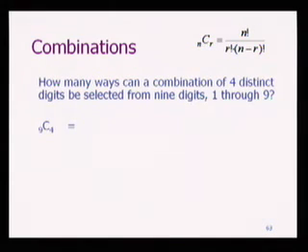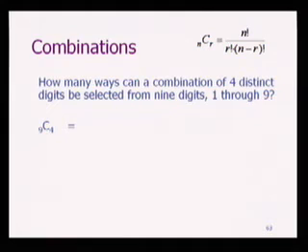How many ways can a combination of 4 digits be selected from 9 digits? It's a combination, so this is much closer to a lottery game, right? You have 9 digits, and you want to choose 4 digits. Again, I don't care about how I arrange them. I arrange these 4 digits. How many ways can I do it?